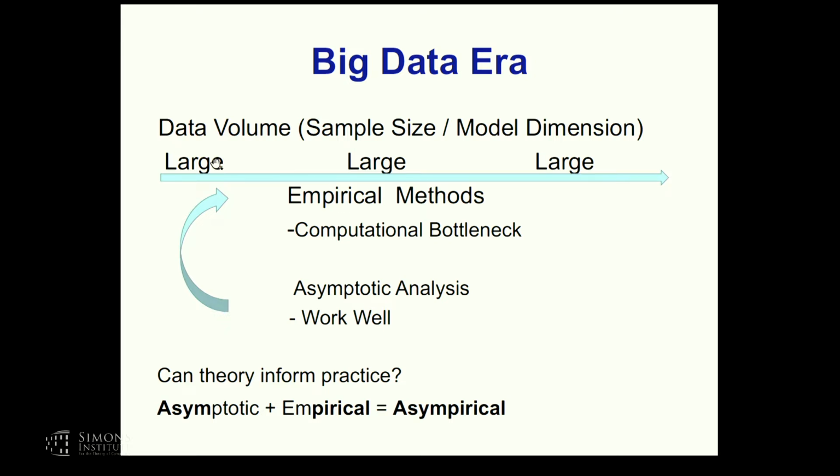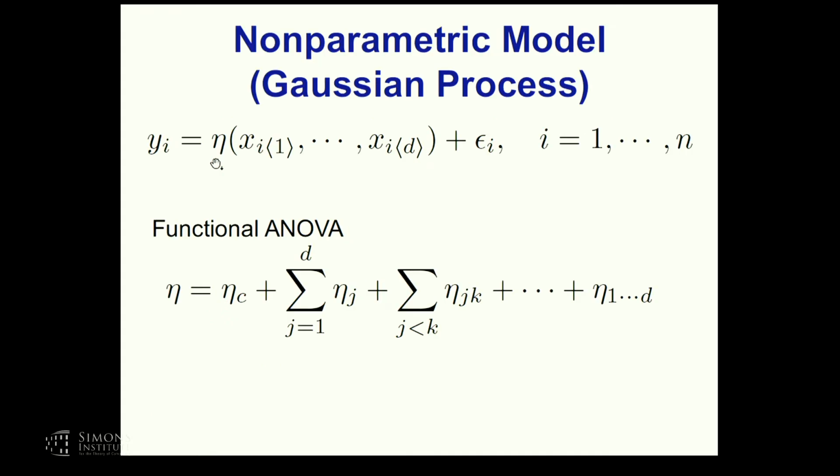Okay, so this is the reason we put these words together: asymptotic analysis, empirical analysis, and then we coined this word asympirical analysis. Okay, so the idea is we want our theory to inform the practice. So this is a very ambitious goal. So now let us take a look at an example to see whether we can do that.